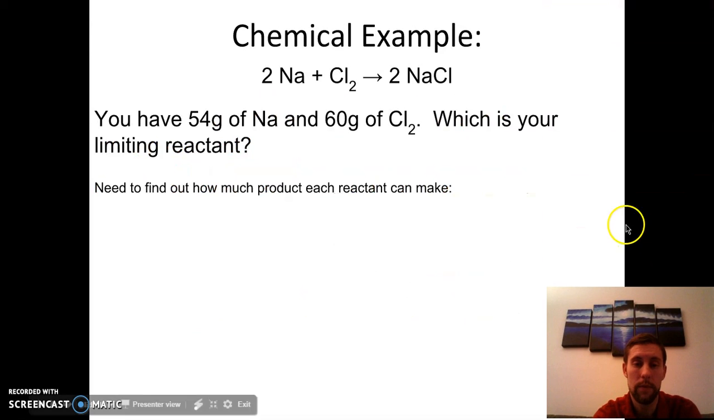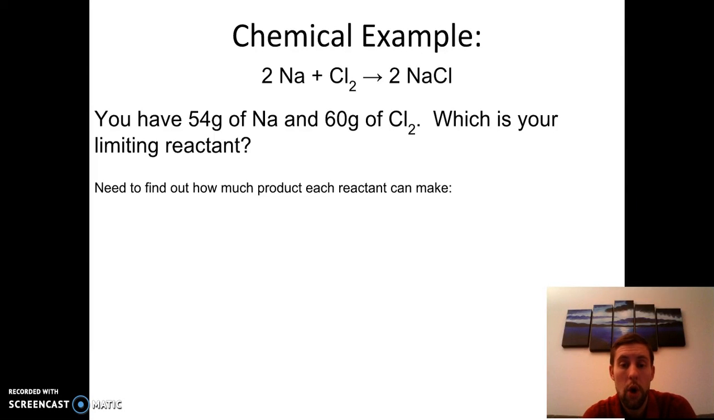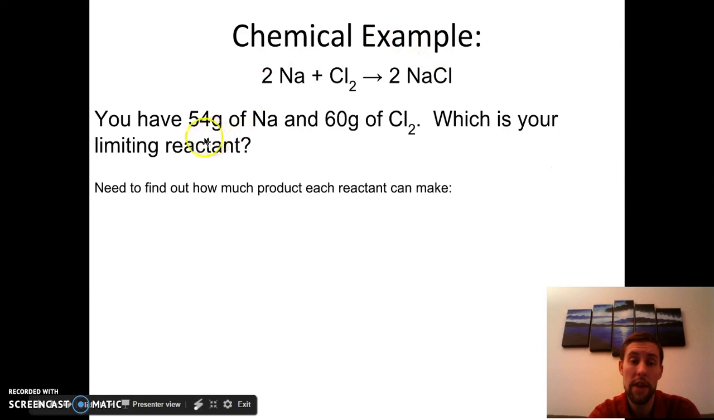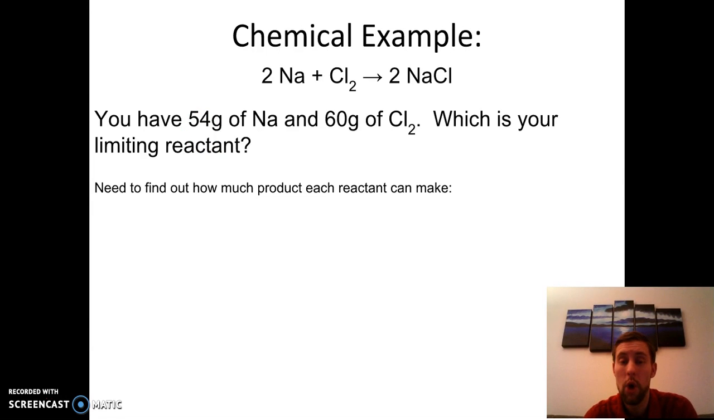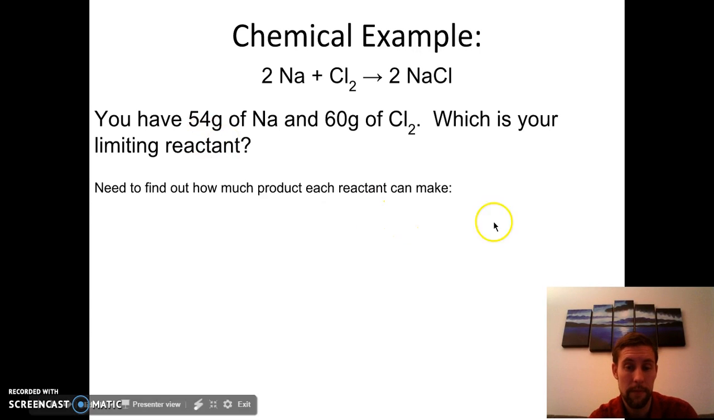Alright, so let's look at this with an actual problem. If you have 54 grams of sodium and 60 grams of chlorine, which is your limiting reactant? Now, let me tell you straight up, people often do this wrong and go, oh, this number is lower, that must be my limiting reactant. Not necessarily. You cannot tell from the grams which one's your limiting reactant. You have to go through a bunch of steps to find it out first. So don't just go guessing based on whatever's lower to start with. That may or may not be your final answer. You need the work to go with it.